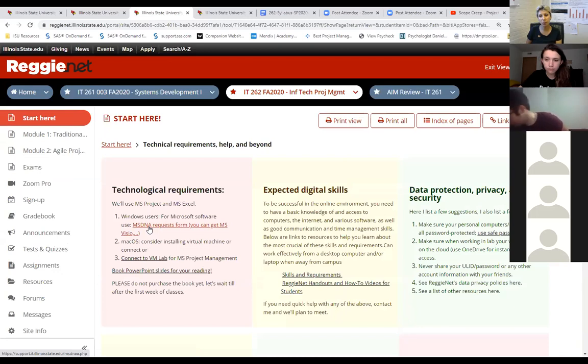So when you go to technical requirements, you see the link for how to get project management. Make sure you get that by Wednesday, okay? Or be able to connect to VM Labs. Questions? Is there any software that we need to download for this class? Microsoft Project Management. This is the link. Do you see the link? You should be able to get that for free.